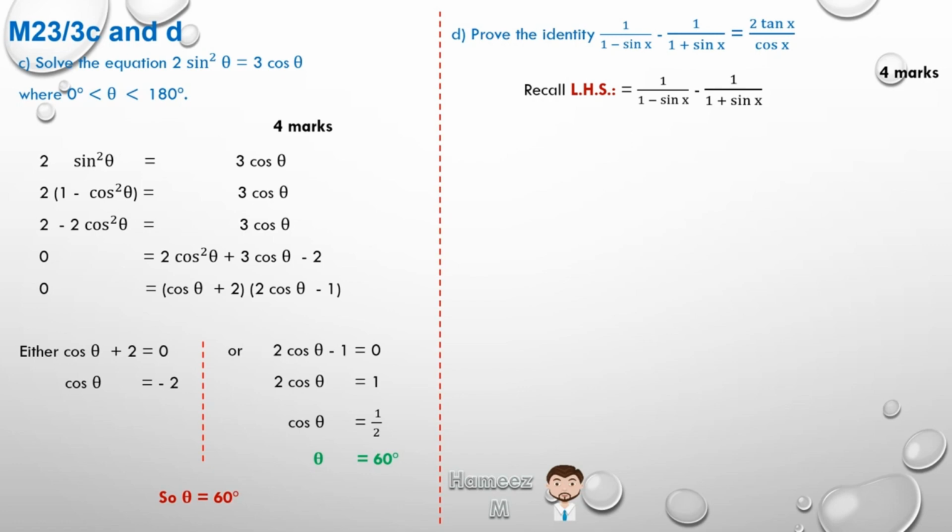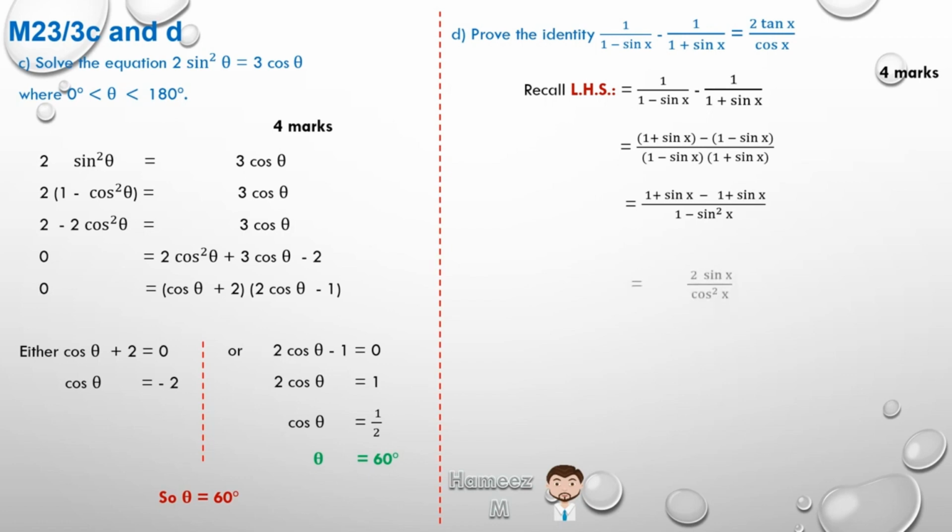And the simplest way to do it is find the common denominator, which will be 1 minus sine x by 1 plus sine x. And that will give us 1 plus sine x minus 1 minus sine x in the numerator over 1 minus sine x by 1 plus sine x in the denominator. And we can remove the brackets, so it will give us 1 plus sine x minus 1 plus sine x all over, and you can see that's like the difference of squares. 1 minus sine x by 1 plus sine x is 1 minus sine squared x.